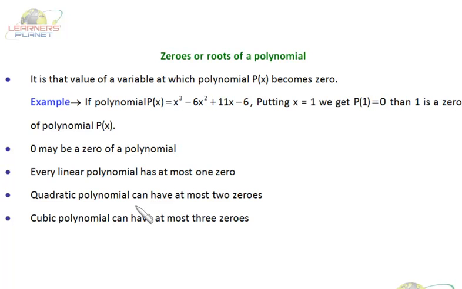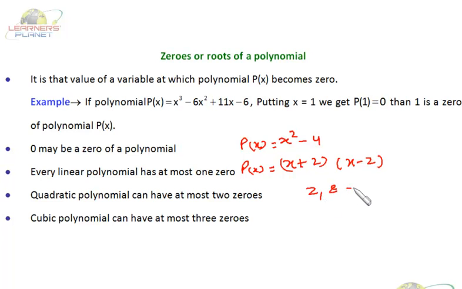Similarly, if it is a quadratic polynomial, it will have at most 2 zeros or 2 roots. Let's take one example. Suppose I have a polynomial x square minus 4, let's say p(x). Now it can be written as (x plus 2) into (x minus 2). So for p(x), I'll have just two values which will make this polynomial 0. These are 2 and minus 2.